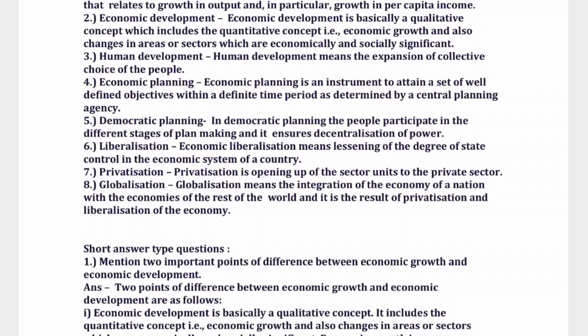Number 7, privatization. Privatization is opening up of the sector units to the private sector. Number 8, globalization. Globalization means the integration of the economy of a nation with the economies of the rest of the world, and it is the result of privatization and liberalization of the economy.